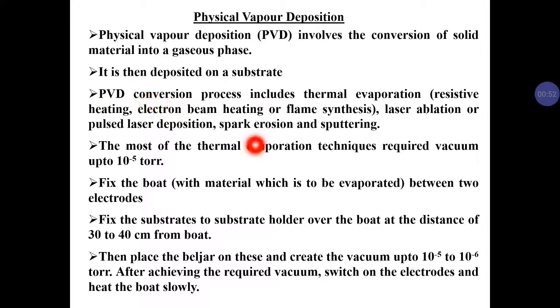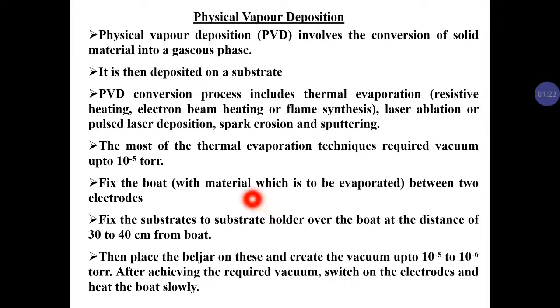So the PVD conversion process includes thermal evaporation, and this thermal evaporation is done using either resistive heating, electron beam heating, or it can be done through laser ablation, or pulsed laser deposition, or spark erosion and sputtering. These are some of the processes which can be done in order to convert to the vapor state.